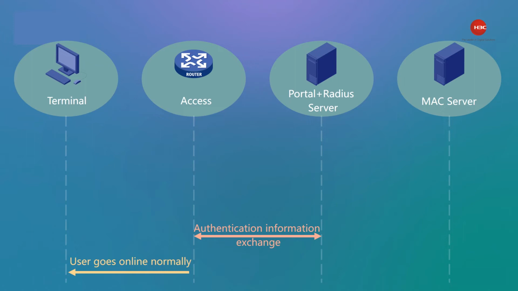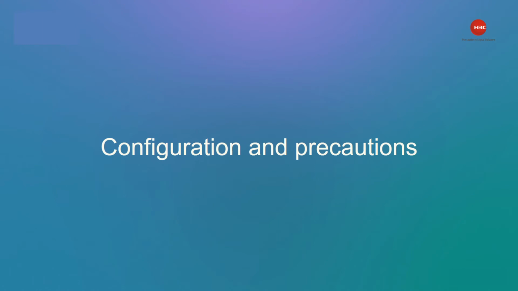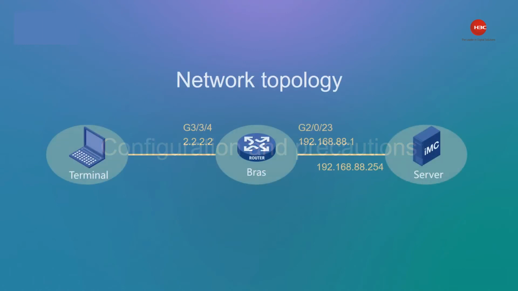The user normally accesses the network, and at the same time, the access device and the server exchange authentication information. Here are the configuration ideas and precautions. Here we take the SR88 device as the access device and the networking combined with the AMC platform as an example. It should be noted that before the portal configuration, the IP address of each interface must be configured according to the networking. At the same time, the route between the user terminal, the access device, and the server needs to be reachable.